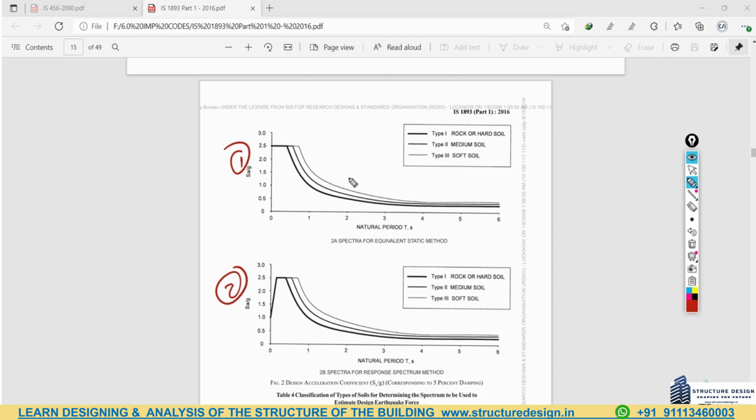One is used for doing any static analysis, and the second is used when you are doing the response spectrum analysis, that is the dynamic analysis when you are performing.